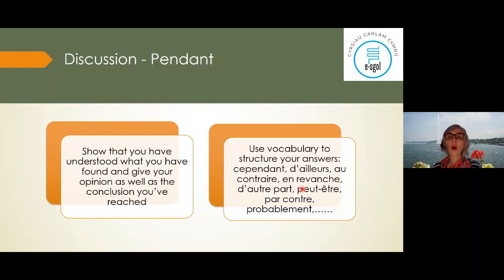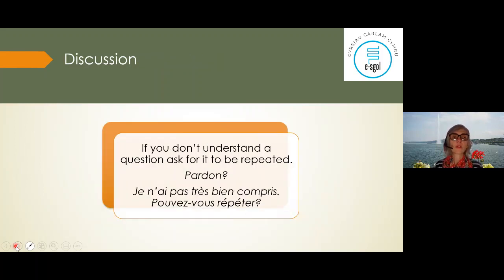Okay, so they're useful. En revanche, so you find 2 sources, mention one, what they're telling you. En revanche, that one told me that, okay? D'autre part, peut-être, par contre, probablement, okay? If you agree, probablement, but you could disagree with that one too, okay? Sorry, I realize I'm running out of time, so I go a bit faster.